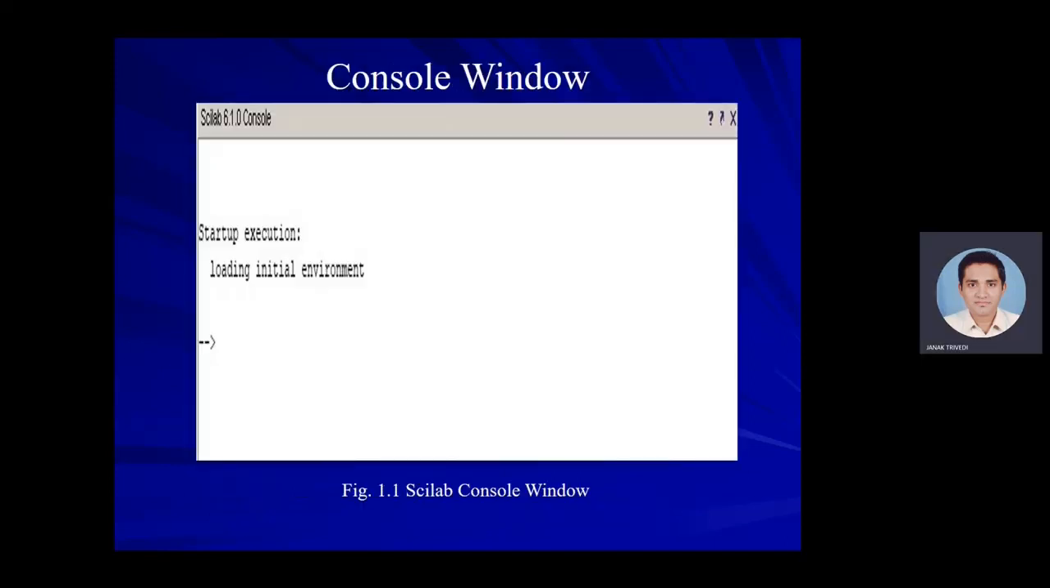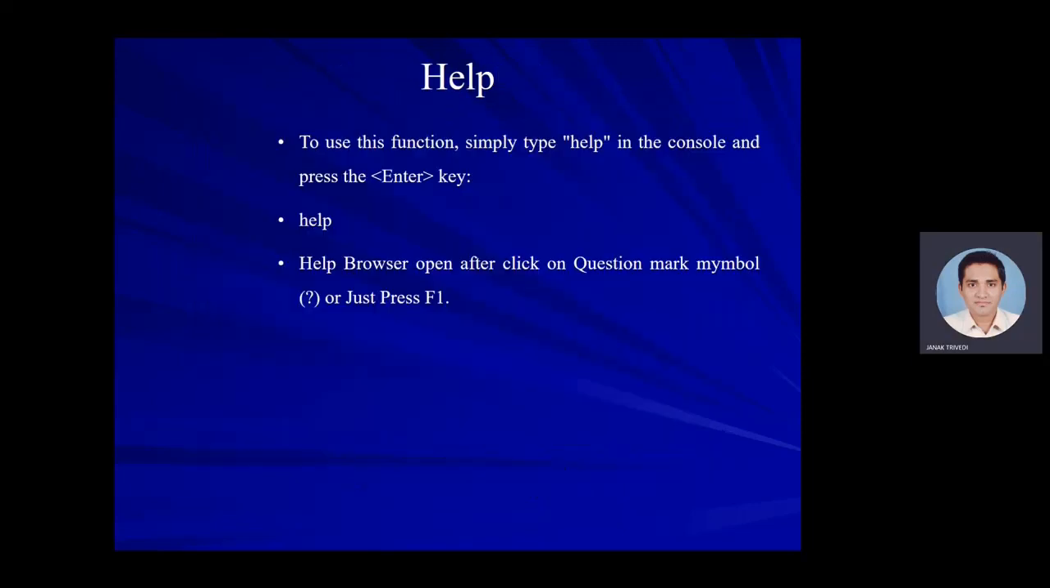This is the console window. Whenever you open Scilab, you can see this type of window, known as the console window. Then help. To use this function, simply type help in the console and press the Enter key. That will open the help browser. Another way is to click on the question mark symbol, or just press F1. So how is that possible? Let's try to see with the help of Scilab itself.